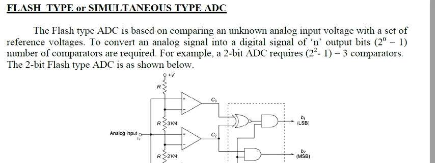The basic working principle of a flash type ADC is comparing an unknown analog input voltage with a reference voltage. That is, a comparison of the analog input voltage with a set of reference voltages. For that we need some comparators and some reference voltages. Suppose there are n digital output bits, then we need 2 raised to n minus 1 comparators and 2 raised to n resistors for dividing the reference voltages.